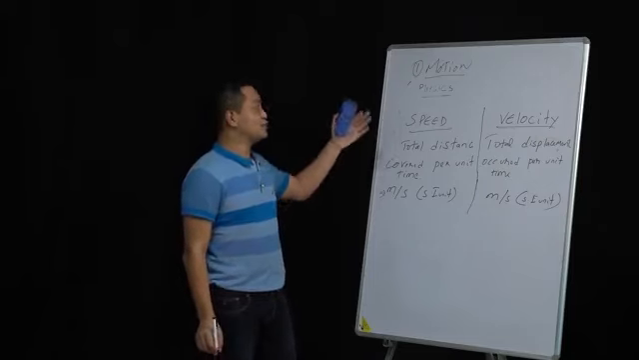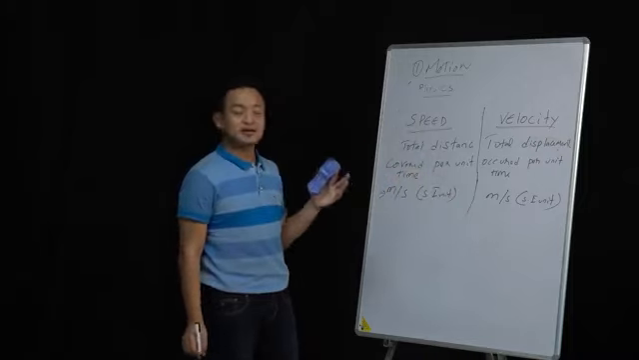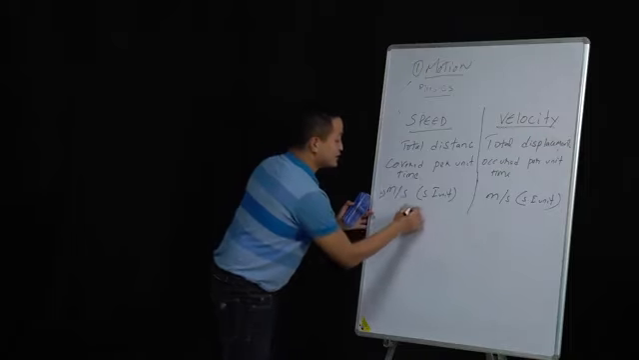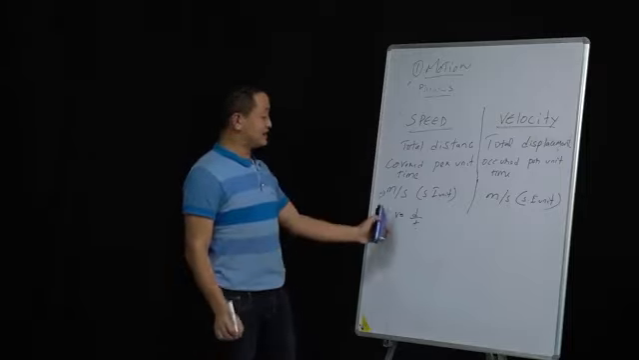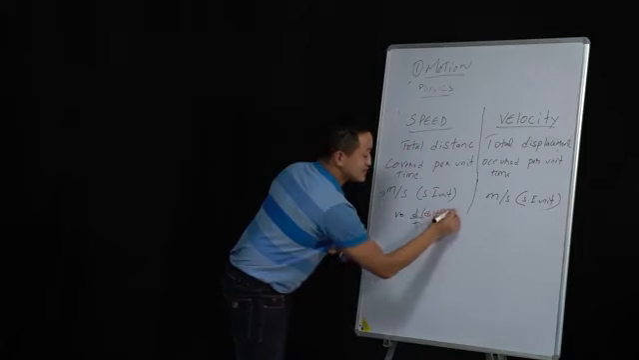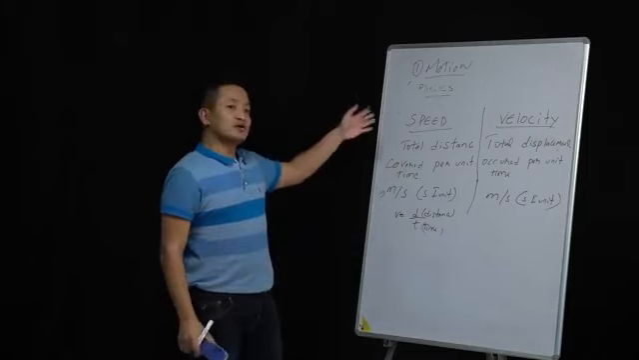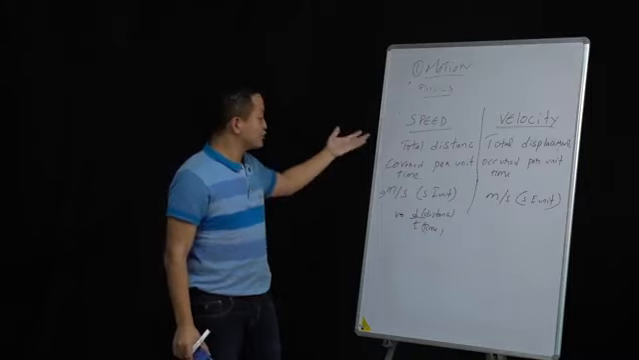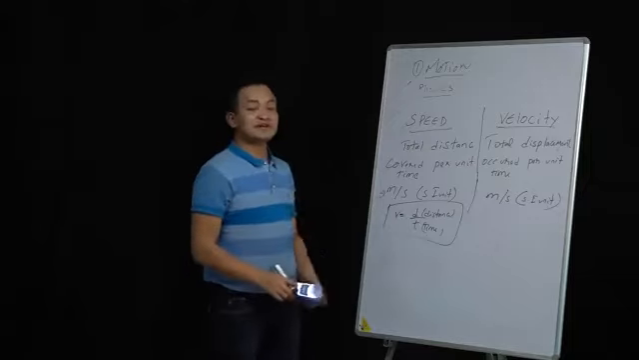Now, you will get a numerical: calculate the speed or calculate the velocity. Then the formula is very simple. For speed, the formula would be distance by time. Clear? Distance by time. So if you are told to calculate the speed of anything, then you will apply this formula. Speed is distance by time.